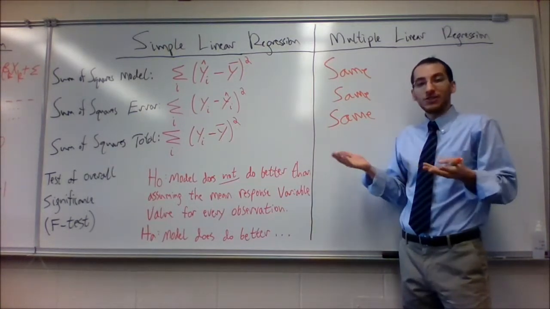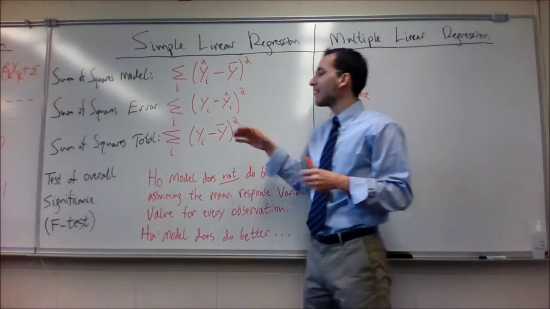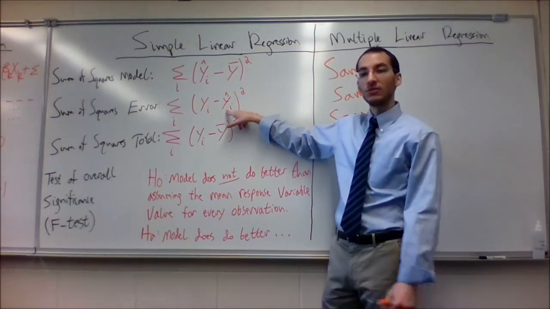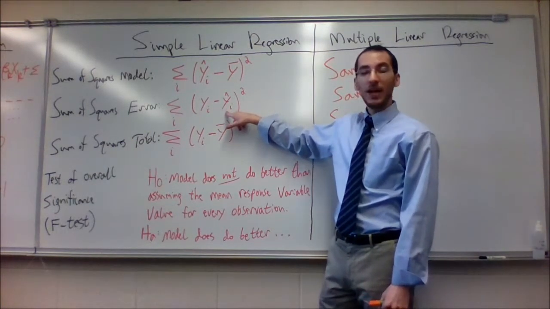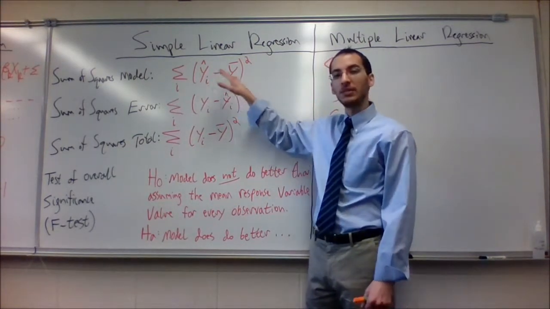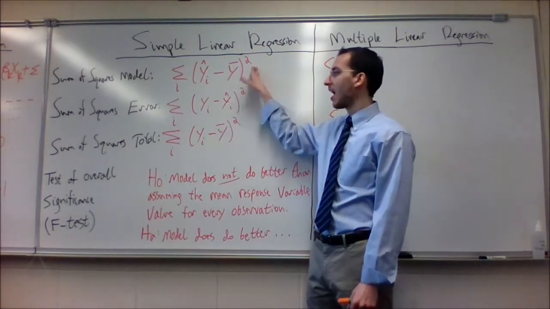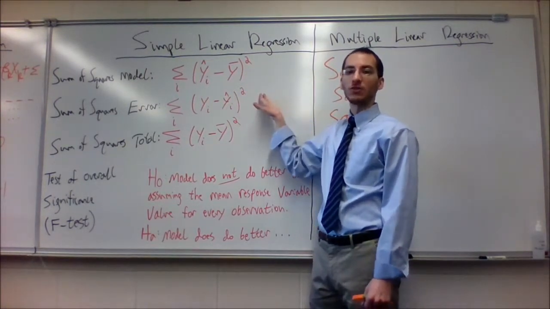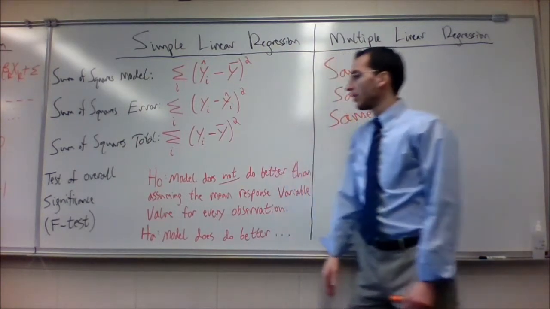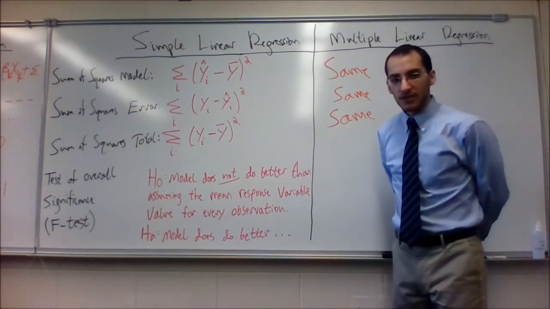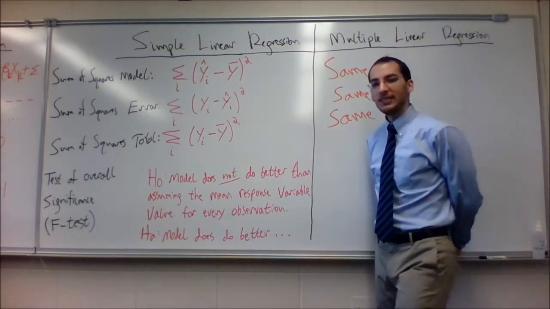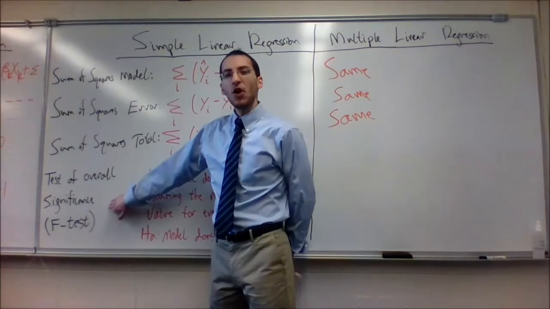The only thing that changes now in multiple linear regression is that I have more explanatory variables going into my predicted values. If I have more explanatory variables in my model, then hopefully I'm getting better predicted values and a higher sums of squares model and a lower sums of squares error. That's the ideal. So the big addition that is necessary in multiple linear regression is this idea of testing the significance of the overall model.